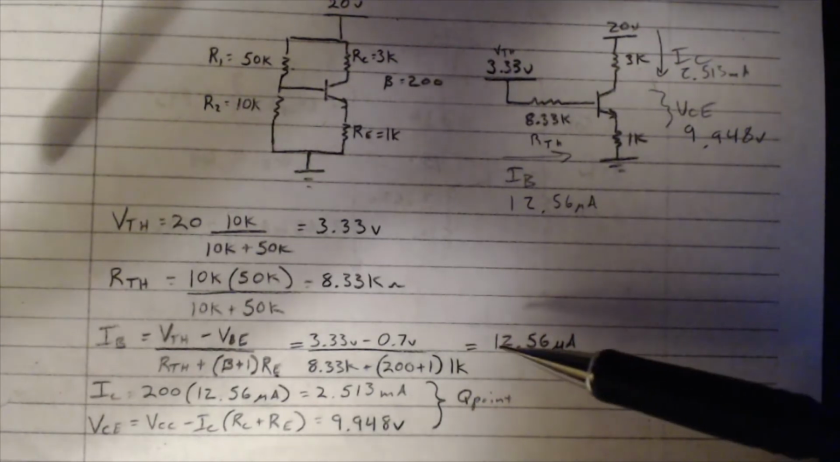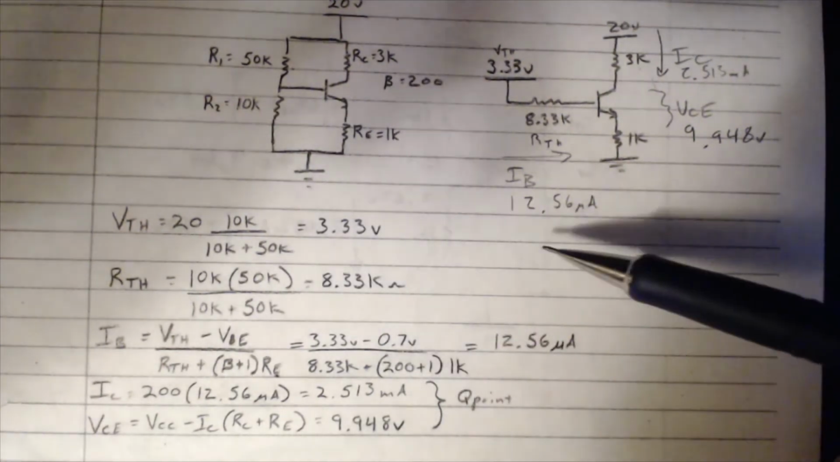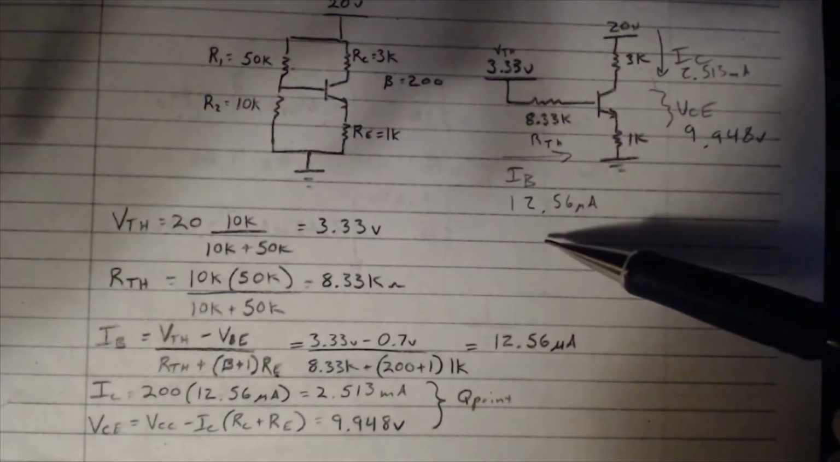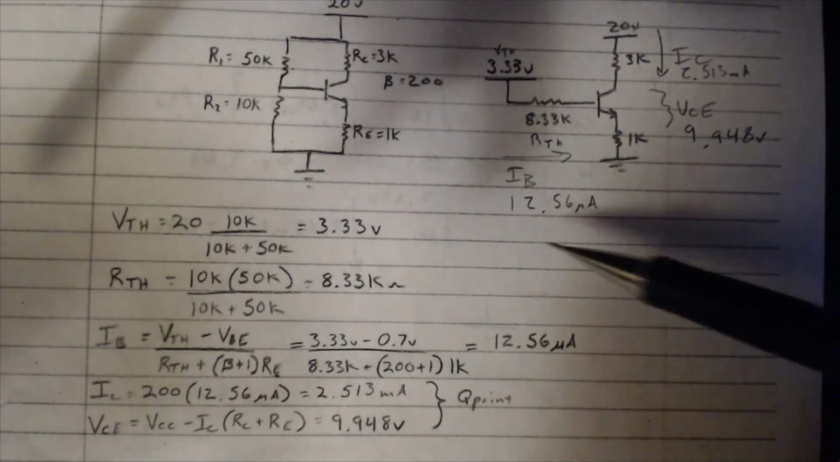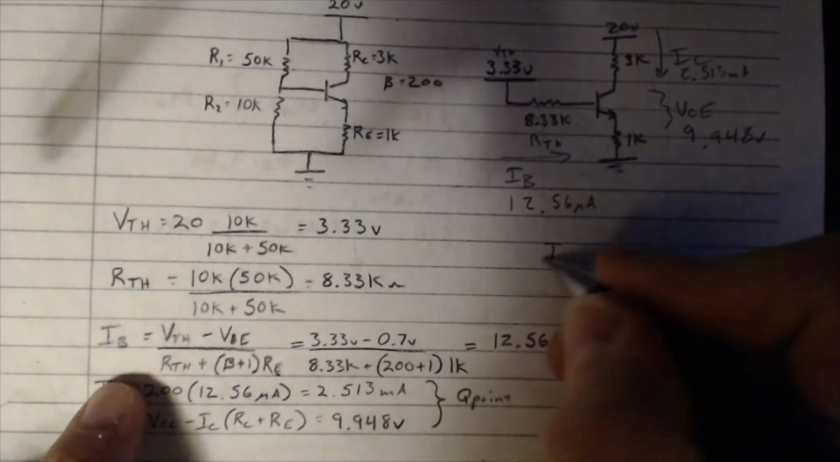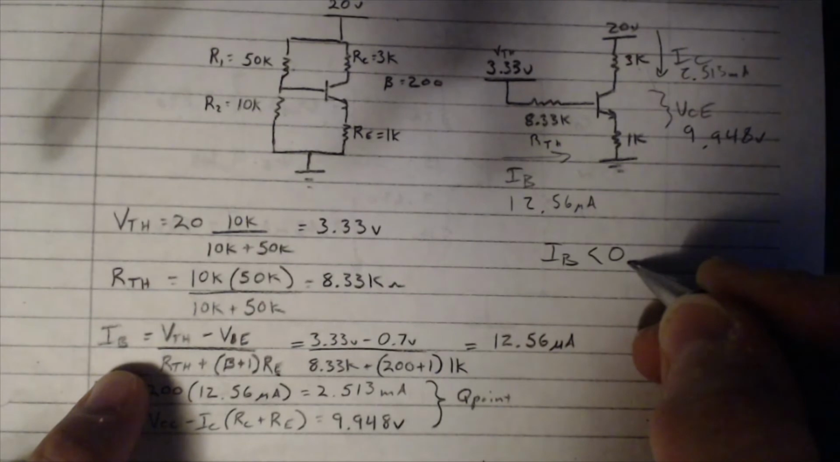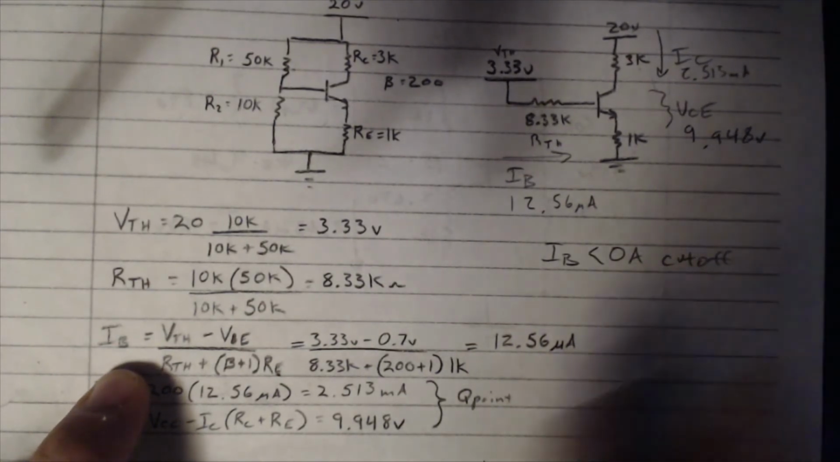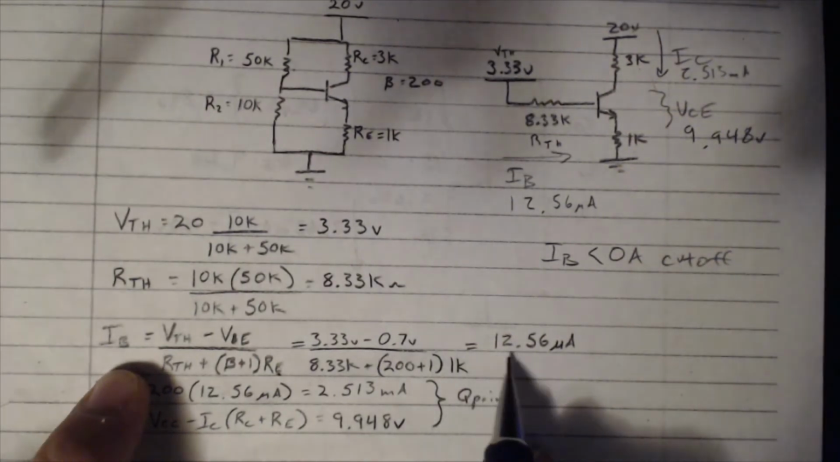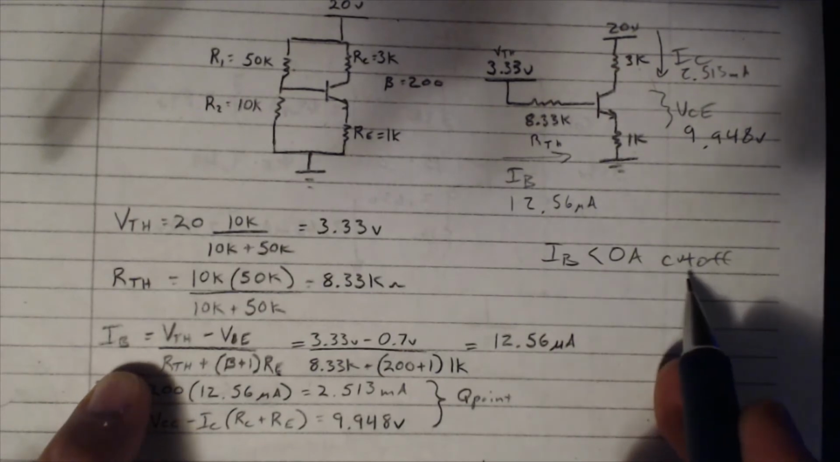Now, realistically, if you got that IB was less than 0, then you know it couldn't possibly be in linear. If IB ends up being less than 0 amps, we know it's in cutoff, right? But we didn't. We got a positive value, 12.56 microamps. Okay, so we know it's not in cutoff, right?